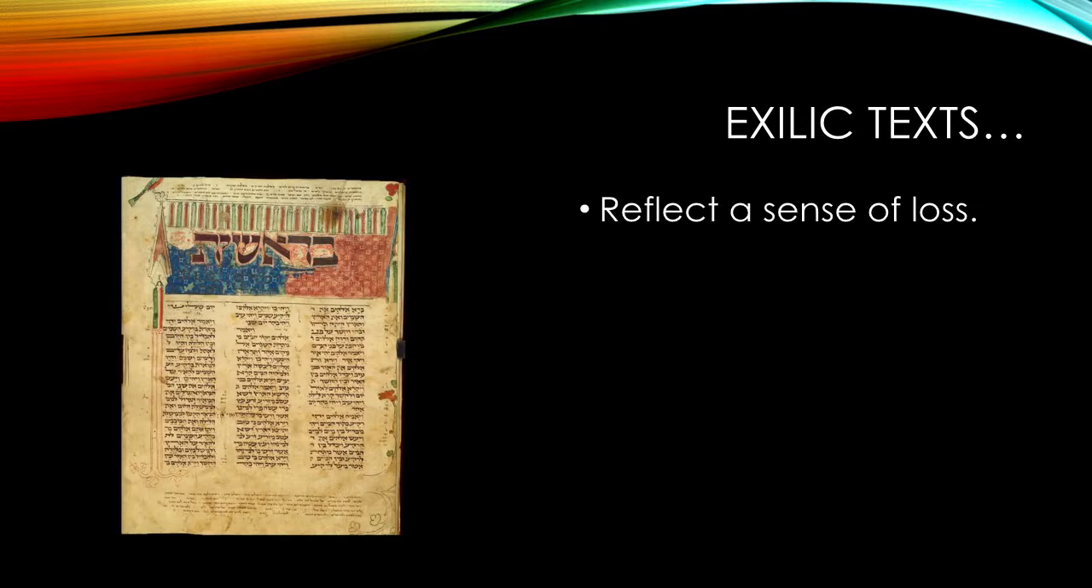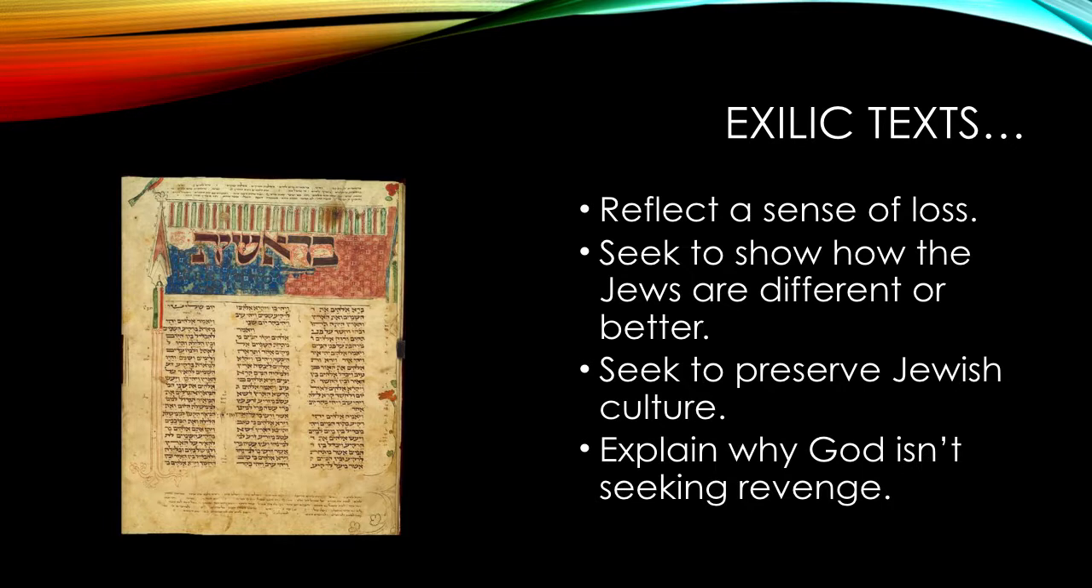Exilic texts are going to reflect the exile in these 4 ways. A significant sense of loss, with a sense of hope tied to it. An attempt to show that Jewish culture is different or better, in other words, that it's worth preserving. An attempt to preserve the culture. Those are 2 separate things if you think about it. You show that it's worth preserving, and then you start trying to preserve it. And finally, an effort to explain why God is not seeking revenge.